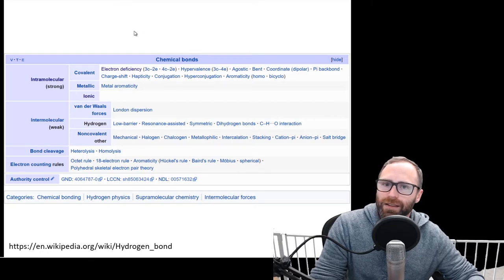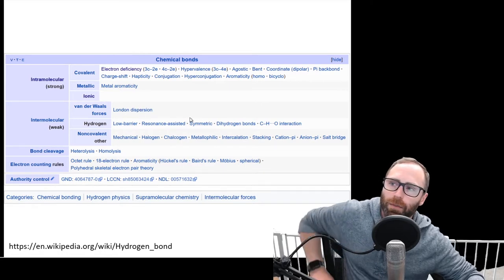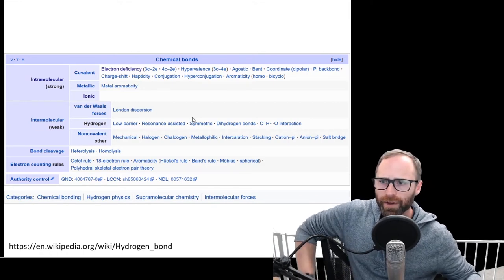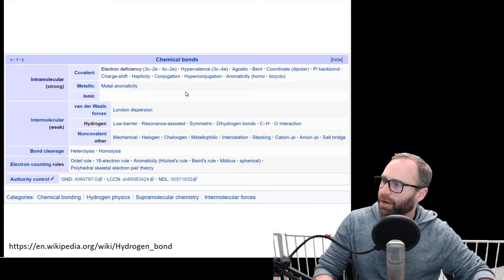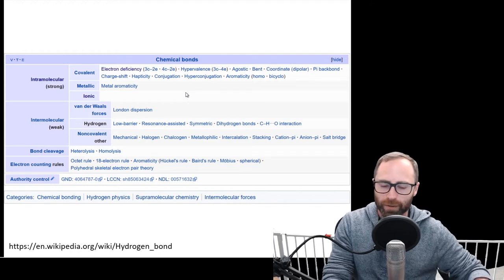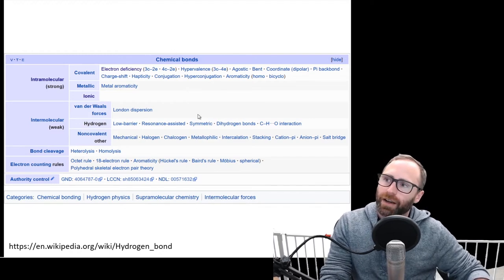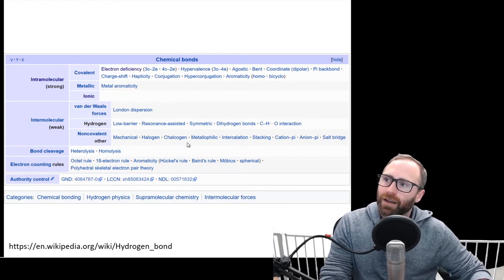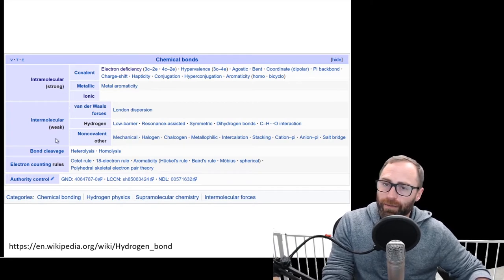So I like this table. It comes from Wikipedia, and if you look up any of these kinds of bonding on Wikipedia, you're going to see at the very bottom of the webpage a table that looks like this. The reason that I like this is it does, in my opinion, a really nice job of delineating the kinds of chemical bonds that we have.